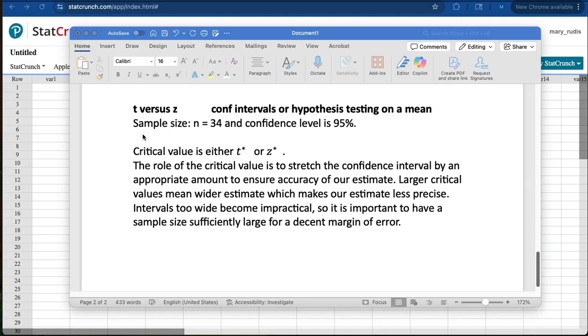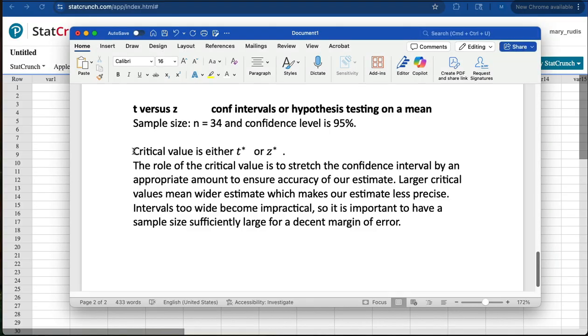So I want to illustrate this by just assuming that we have a random sample of size n equals 34. That's all we know right now. And our confidence level is going to be 95%. The other part that we know is that we are trying to find a confidence interval on a mean, which is given by the Greek letter mu. So that means that we're going to be needing a critical value that's part of our calculation. And the critical value is either going to be denoted by T star or Z star.